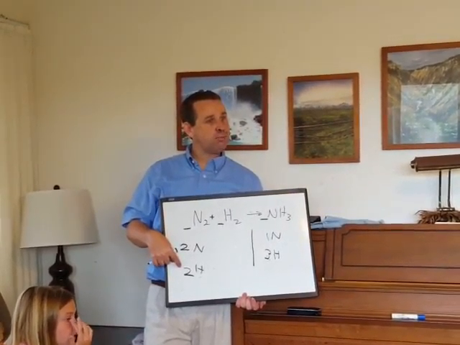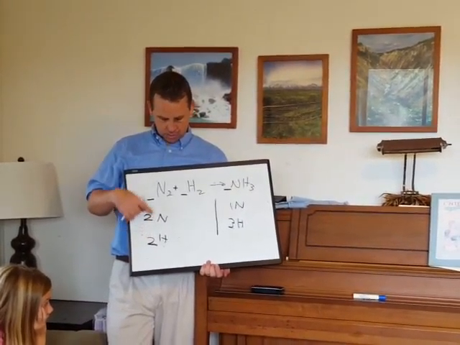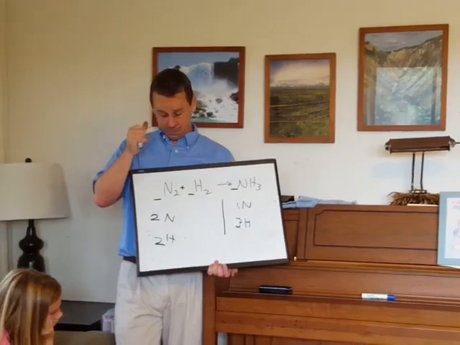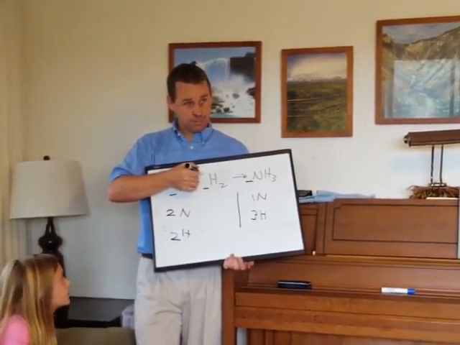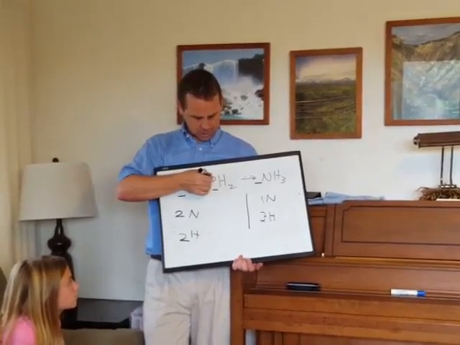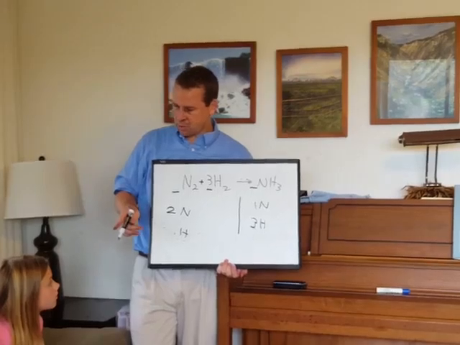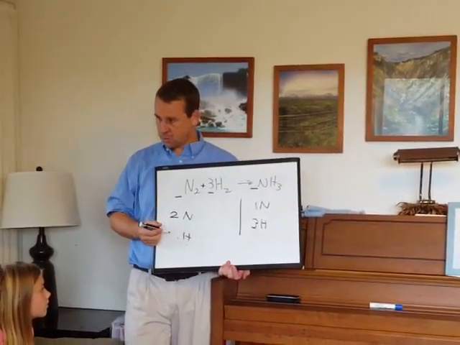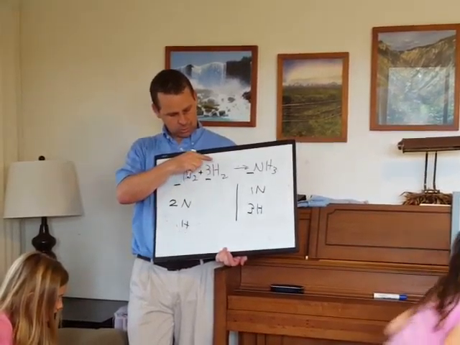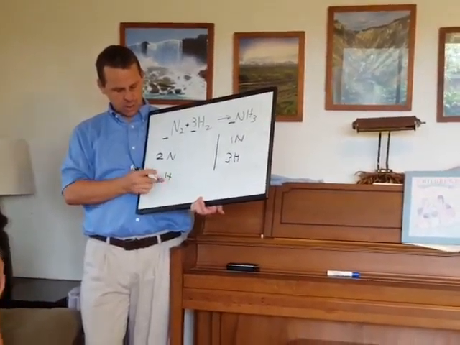Can you see that? 3 more H. No, 1 more H. So I'm going to put what? 3 here? Yes. That will give me 6 on the right. Do you guys agree? Is that going to give me 6 hydrogens if I put a 3 here? Yes, it will, because 3 of these times 2. 3 H2s, right? 3 times 2.